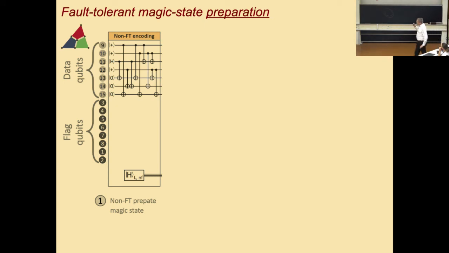Okay, this is how it works, and this is what the colleagues did in the experiment. So we start by taking one logical qubit and prepare this magic state non-fault-tolerantly. So what you see here is one qubit, you can hardly see it, that is in a physical magic state. And then we do this sequence of C0 gates to take that into our logical magic state.